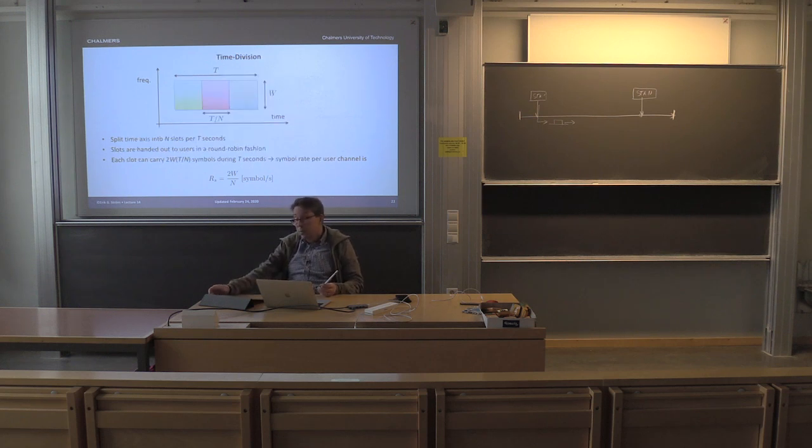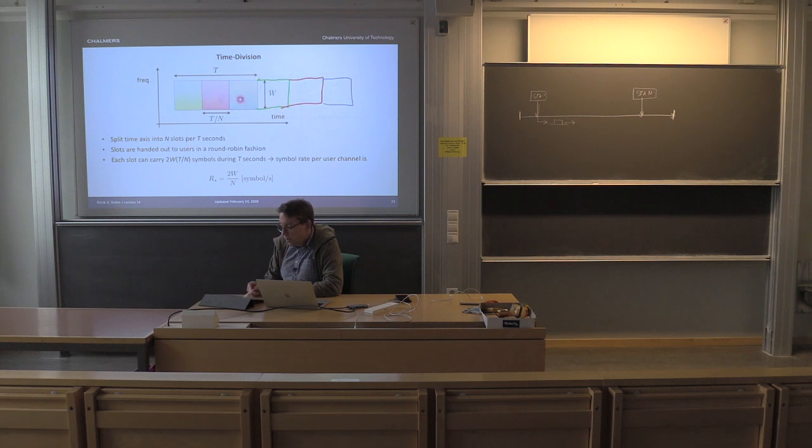We can also divide up time. So here we split the time axis into N time slots. Slots are handed out to users in a round robin fashion. So here user number 1, 2, 3, and then the next time slot we're back to green, red, and then blue, right? And we keep on doing this indefinitely.